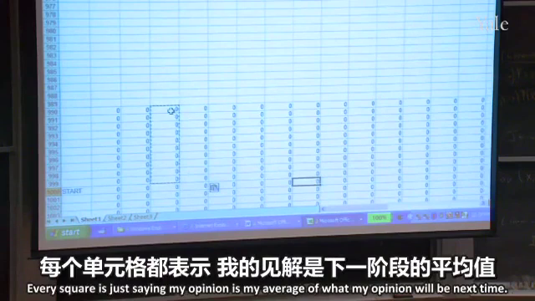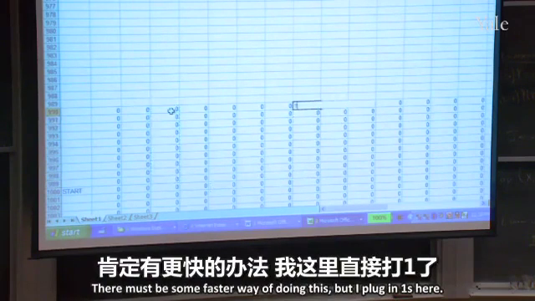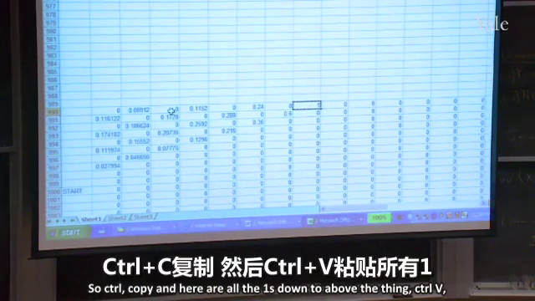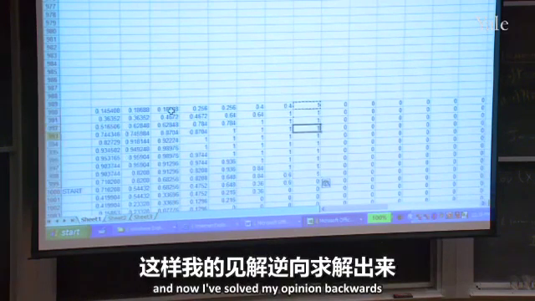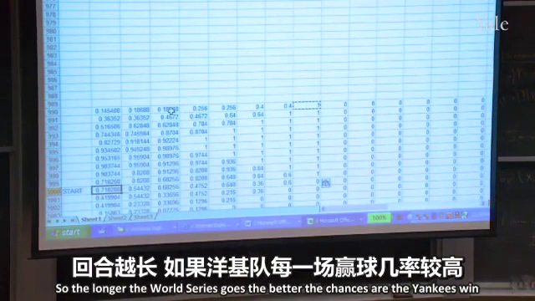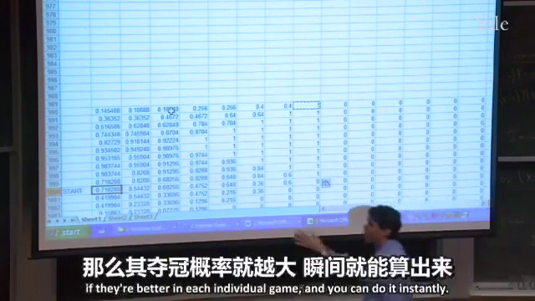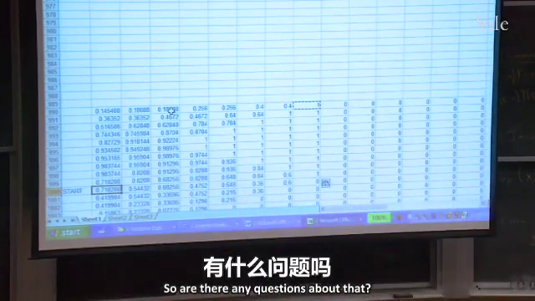Every square is just saying my opinion is my average of what my opinion will be next time. If I want to make it a 7-game World Series, I just plug in ones here. There must be some faster way of doing this, but I plug in ones here. So control copy, and here are all the ones down to above the thing, control V. And now I've solved my opinion backwards. The chances of the Yankees winning a 7-game World Series are 71%. So the longer the World Series goes, the better the chances are the Yankees win if they're better in each individual game. And you can do it instantly. So are there any questions about that?